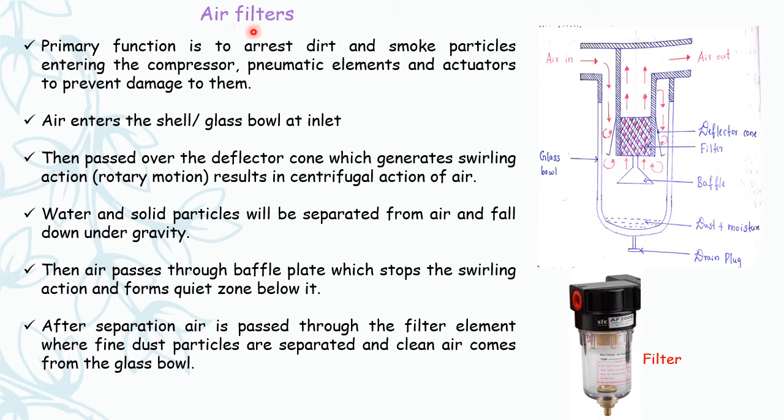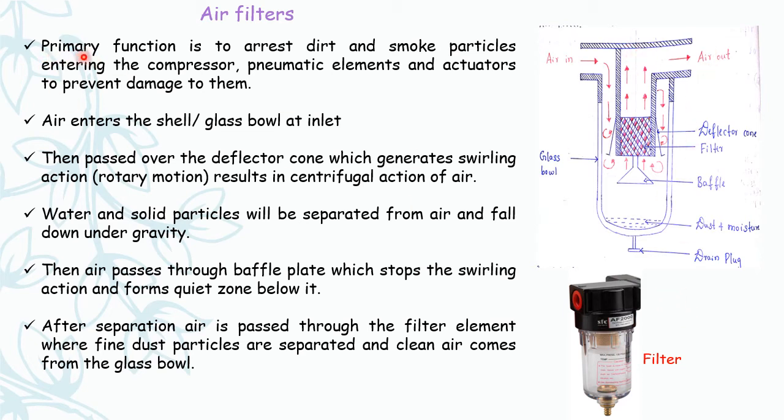Now let's go through these units separately, that is filter, regulator and lubricator. So regarding air filters, you can see a small image, a sectional schematic diagram of a filter, what all things are present in the filter, and an actual filter which is present in the pneumatic systems. So when you take a cross section of this, it will look like this.